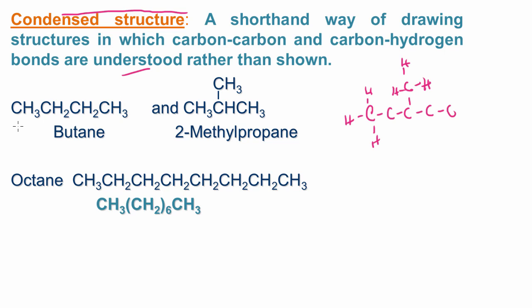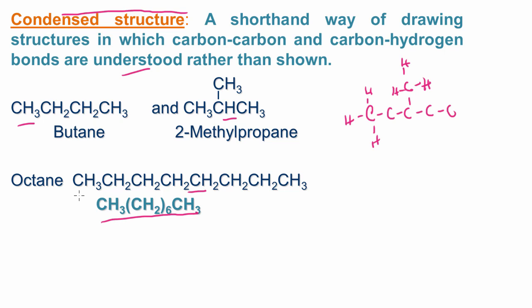So in other words, here's butane, and rather than show the single bonds between the hydrogens and carbon and between the carbons, it's just understood that they're there. We would write the condensed structure for butane this way. For 2-methylpropane, we have the condensed structure. For octane, here is the condensed structure, but you can see that the more carbons, even the condensed structures can take a while to write. So we can condense them even further to this.